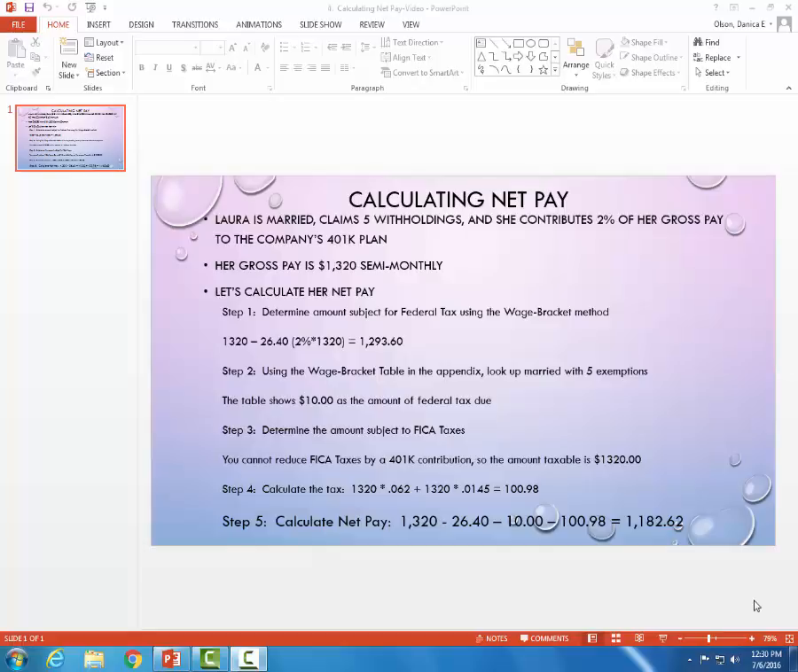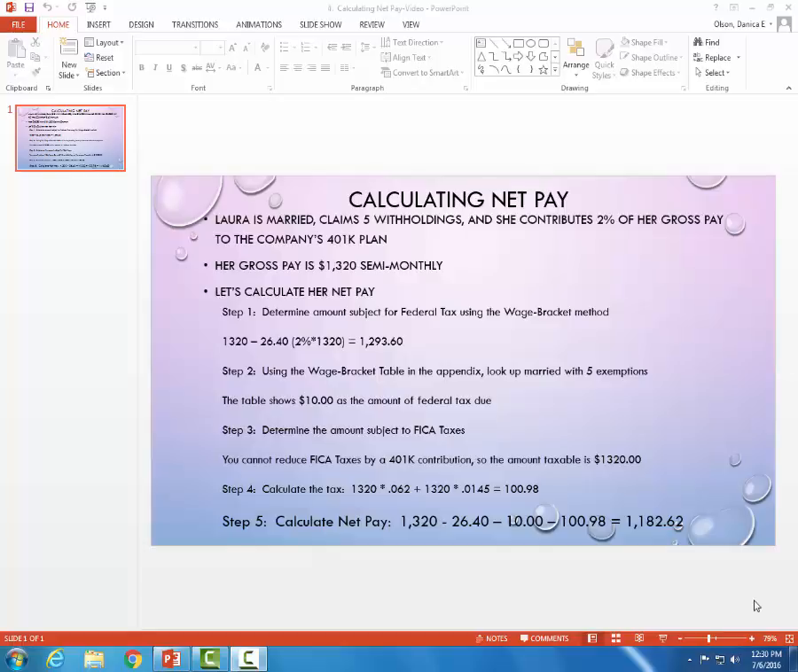Our next step is to use the wage bracket table in your appendix and look up married with 5 exemptions. The table will show you that $10 is the amount due for federal tax. Step 3 will be to determine the amount that is subject to your FICA taxes. You cannot reduce the FICA taxes by the 401k contribution, so the amount taxable is $1,320.